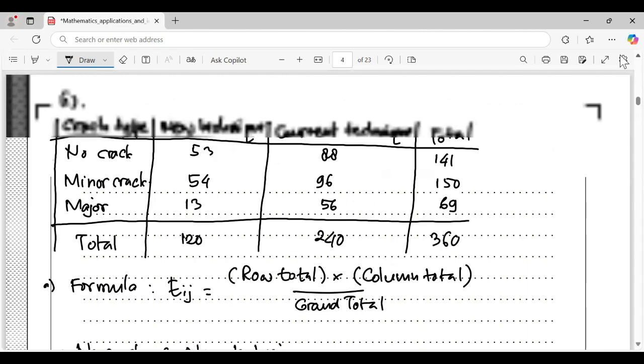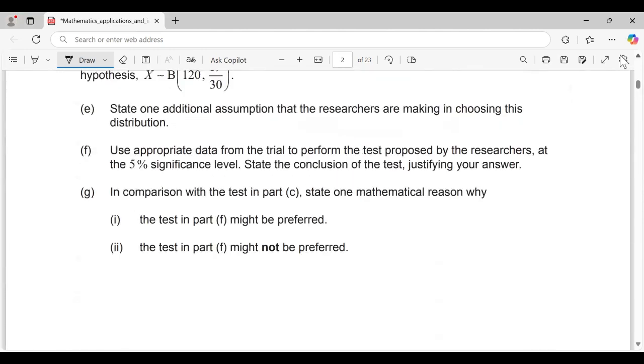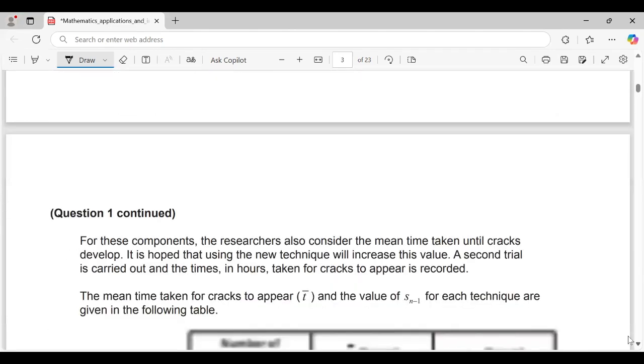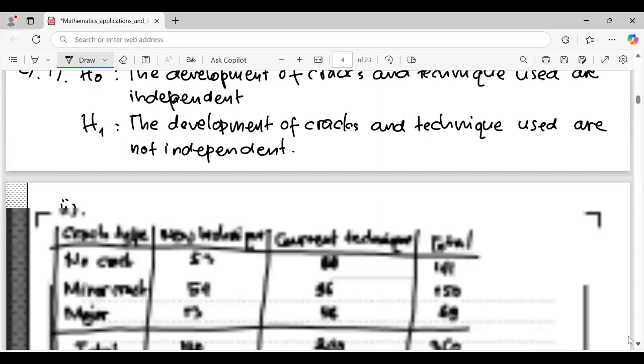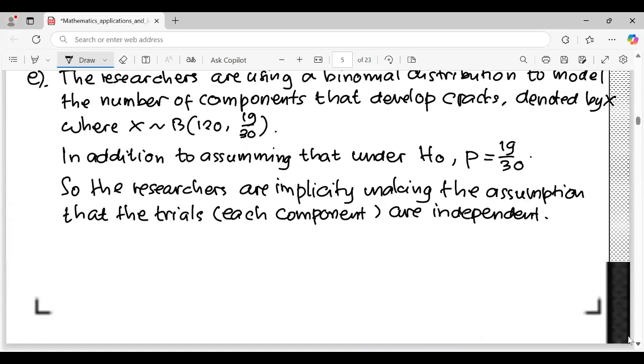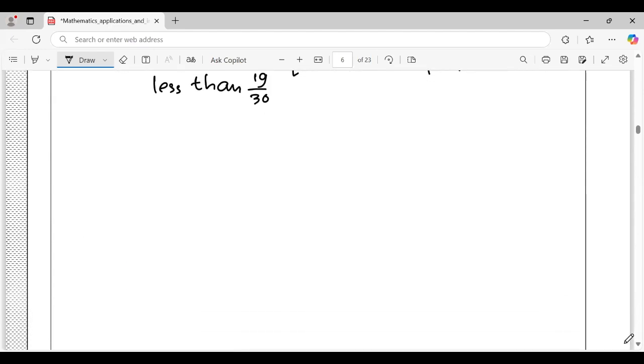Next question, part G. In comparison with the test in part C, state one mathematical reason why the test in part F might be preferred, and one reason the test in part F might not be preferred. So I have to write again my opinion. I have to copy from my book.